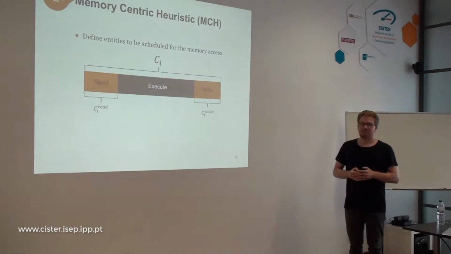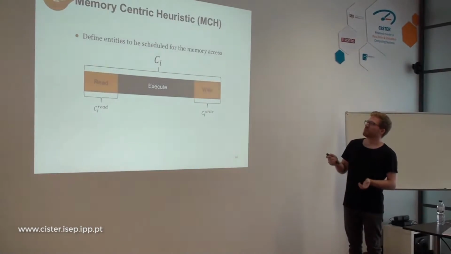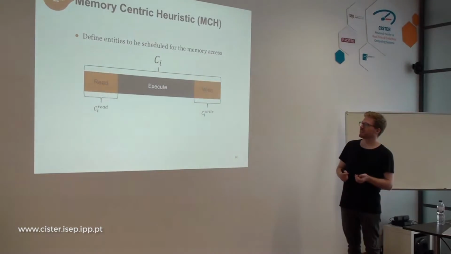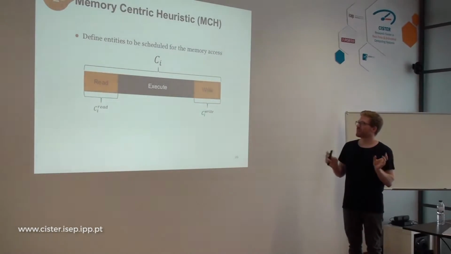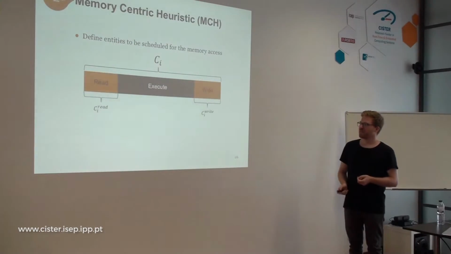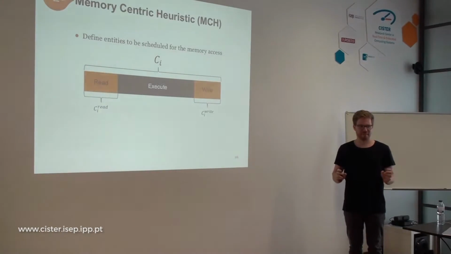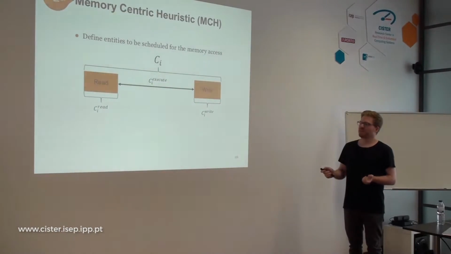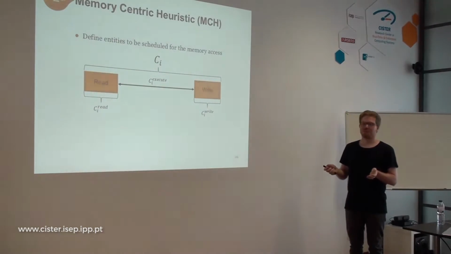To do this, we defined a heuristic. We called it memory-centric heuristic, so MCH. And the heuristic is defined based on schedulable entities, which are based on one instance of a job. So out of one execution of one runnable, we make one read job and one write job, and those must be scheduled on the network, on the memory. With memory, I mean any memory access. This also means that the read and the write job must be sufficiently apart. So I just need to make sure that I don't schedule both of them closer together than C_i execute time units. And of course, the write job must finish before the deadline comes.